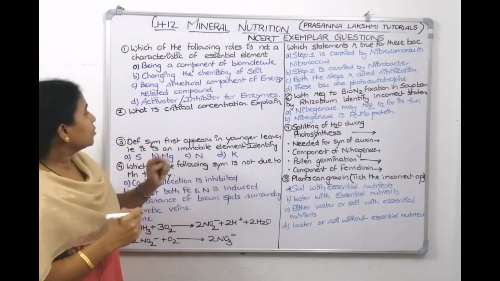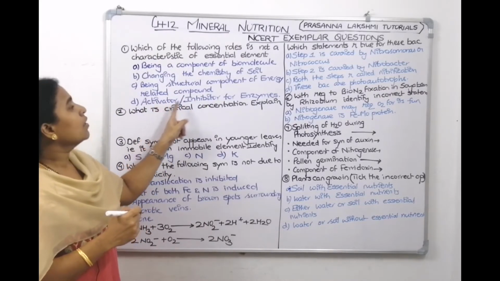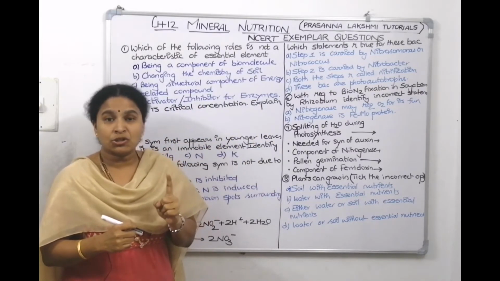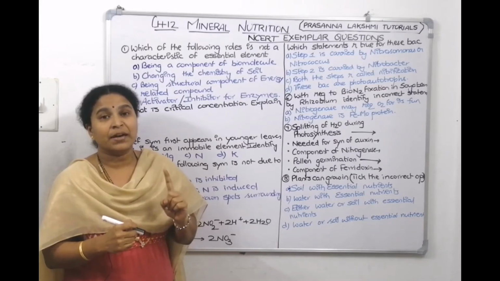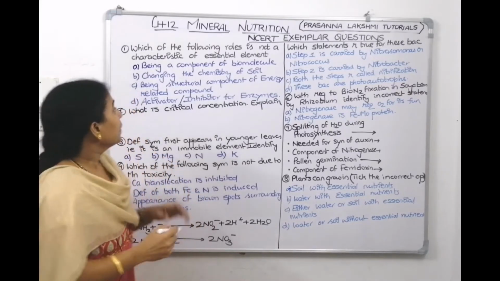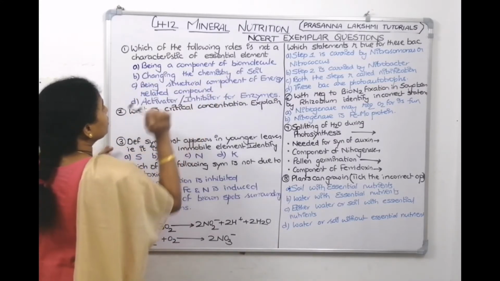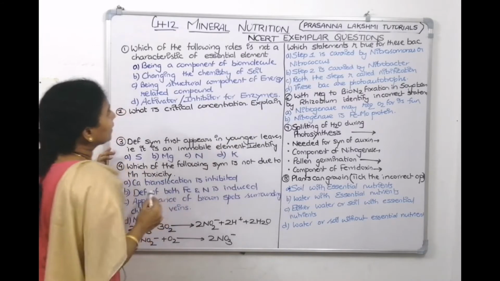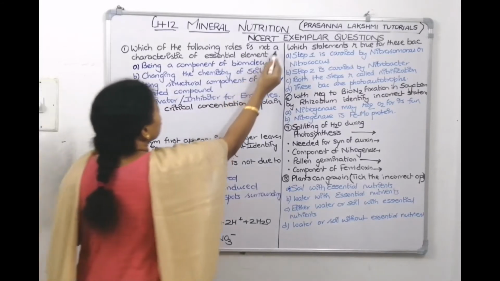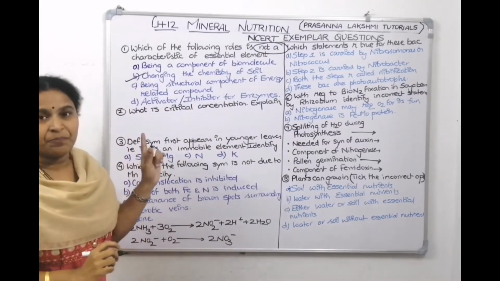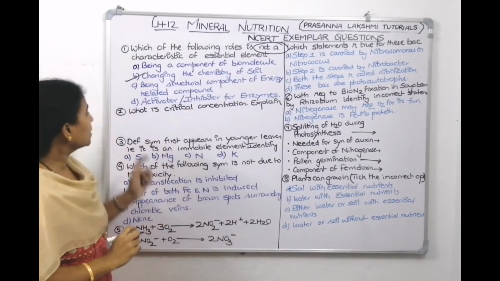So the essential element should act either as an activator or inhibitor for enzymes. Yes. So calcium, magnesium, zinc, all these are activators. There are some inhibitors also, right? So I think A is a characteristic of essential element. C is also the characteristic. D is also the characteristic. They asked you which is not a characteristic. This is not a characteristic. This is the answer. Next question.